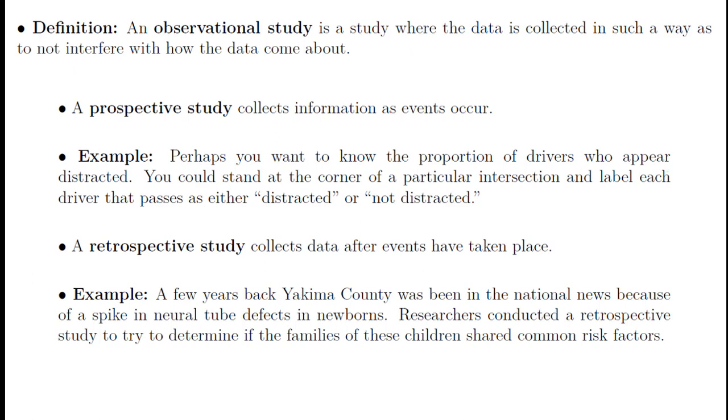Observational studies come in two ways. One is what we call a prospective study, and that collects information as events are occurring in real time. An example of this might be you want to know what proportion of drivers appear distracted at a particular intersection. So you set yourself up in a place where drivers aren't going to necessarily notice you, and you just mark down whether they're distracted or not distracted, right?